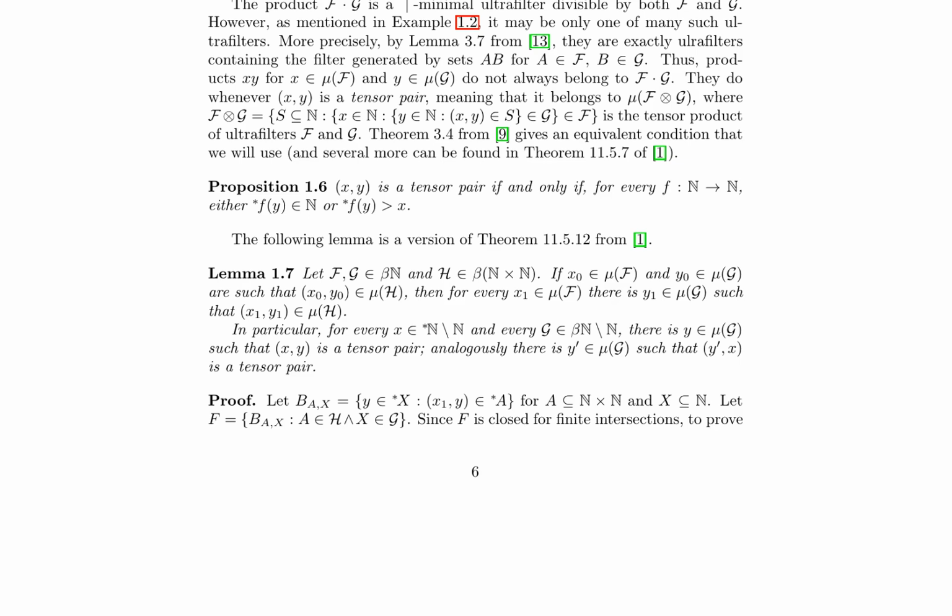Proposition 1.6 provides an equivalent condition for a pair of ultrafilters to be a tensor pair, which is a necessary condition for the product of the ultrafilters to belong to the product of the ultrafilters. Lemma 1.7, a version of Theorem 11.5.12 from [1], states that if X and Y are ultrafilters such that the pair (X, Y) belongs to the ultrafilter H, then for every X in the ultrafilter F, there exists a Y in the ultrafilter G such that (X, Y) belongs to H. This lemma has implications for the existence of tensor pairs of ultrafilters.